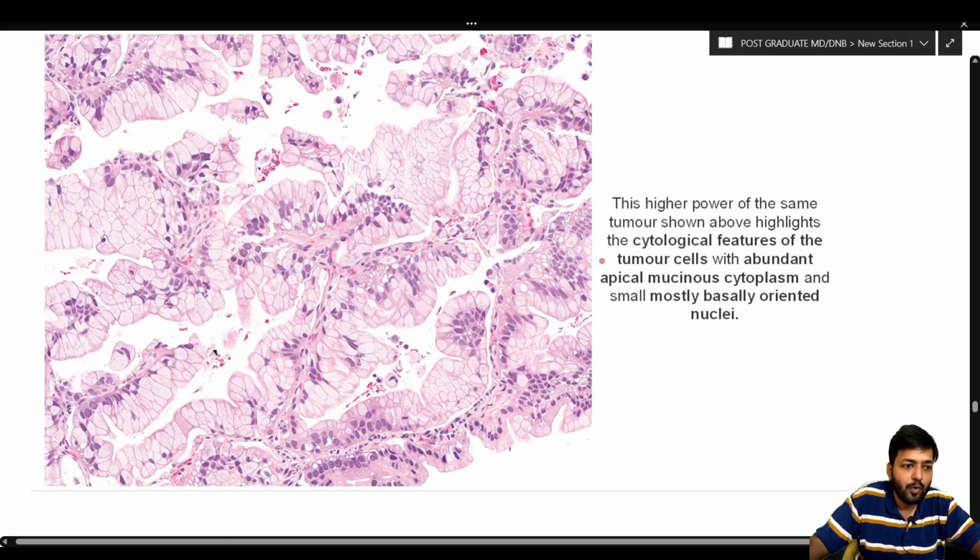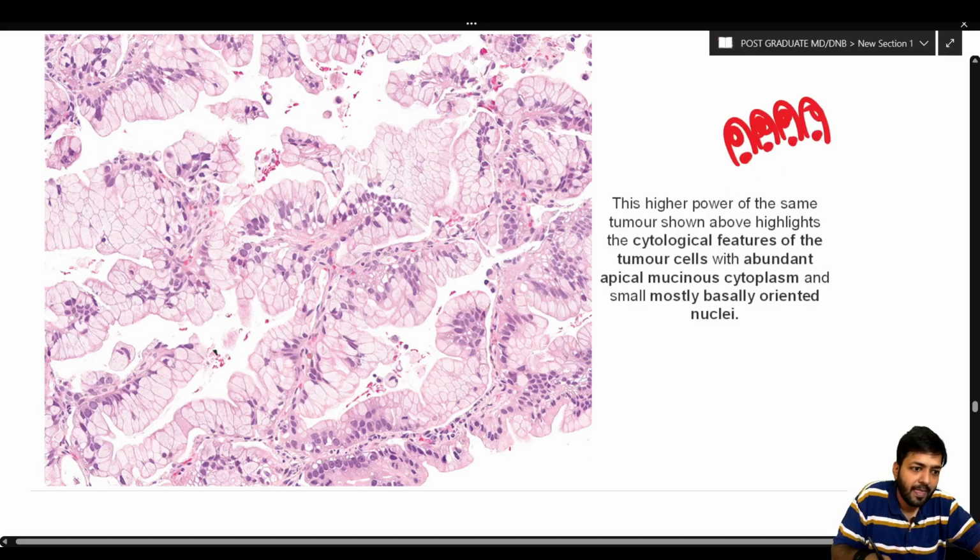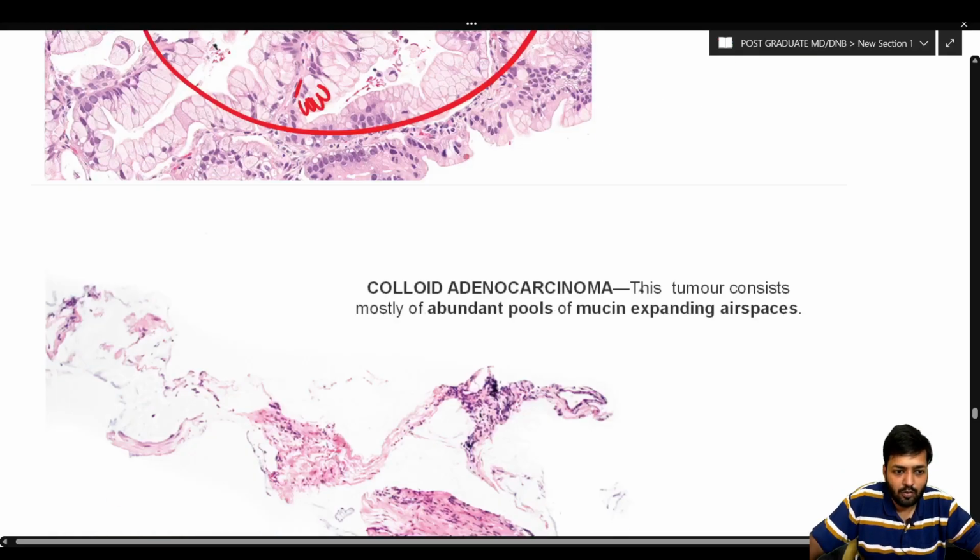If you look in the high power view, we can see the individual tumor cells, and what we can appreciate are the cytological features of the tumors: they contain an abundant amount of mucinous cytoplasm. The tall columnar cells are filled with mucin, with basally located nuclei. See these tumor cells, the basally located nucleus and the apical mucin. Again over here also you can see the apical mucin and the basally located nucleus. This is the classical feature of the mucinous variety of adenocarcinoma.